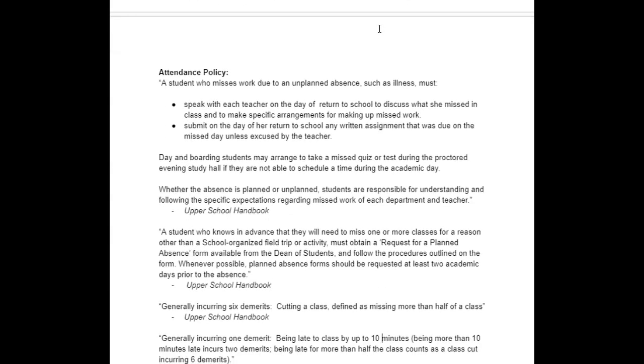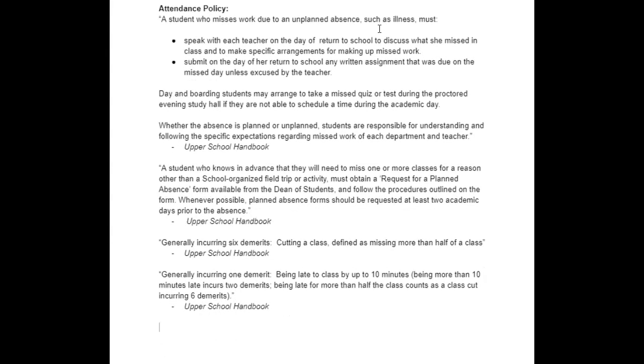Attendance. This is what the handbook says about attendance. I will leave you to read that as you need to. I am not going to make a huge deal about this unless we have an issue. The general idea is if you're here, be in class. If you're not, make arrangements to make things up. It's pretty simple. We play school.